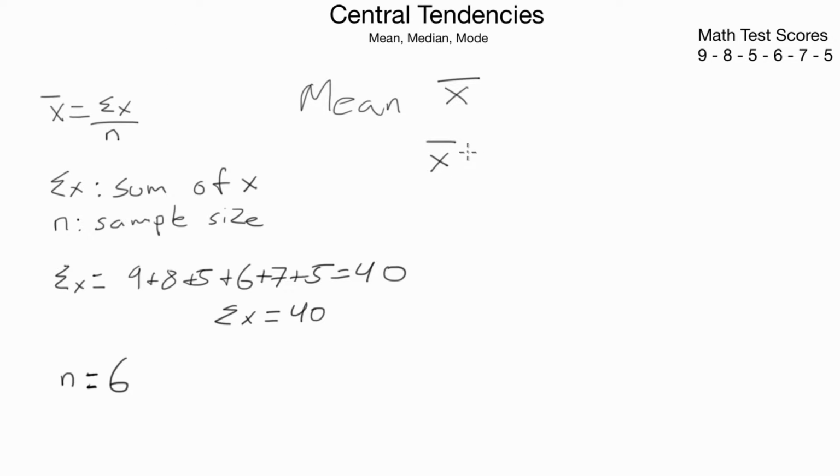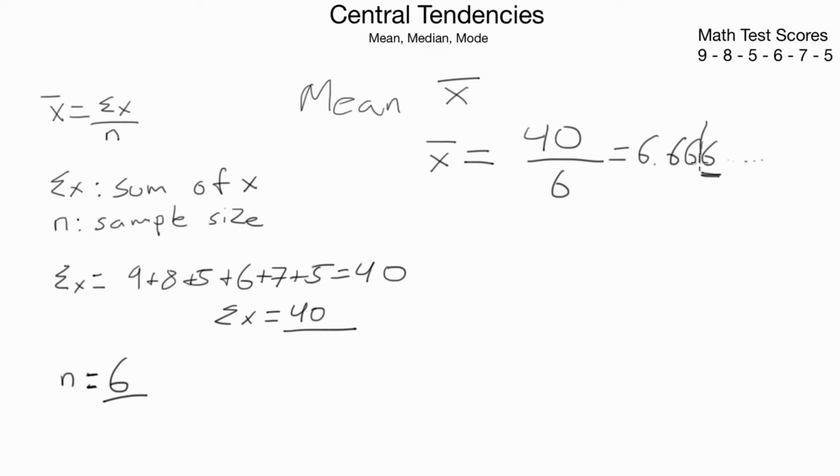So the mean equals the sum of x, which in our case is 40, divided by the sample size, which in our case is 6. This gives us 6.666 and so forth. Now when we report a number, we usually round to 2 decimals. And we can do this by looking at the third value here.